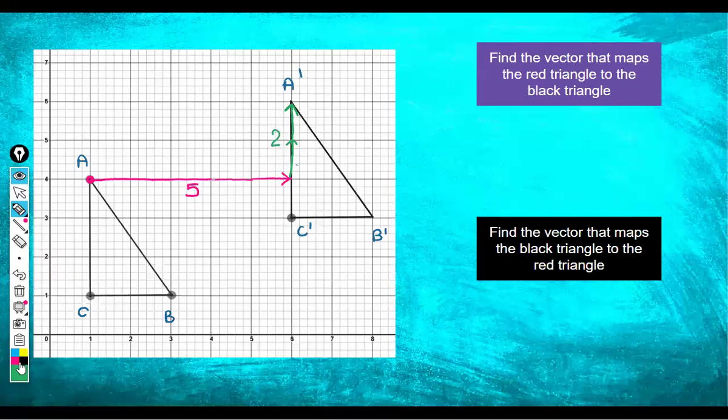2. So my translation, by the way, I have to put the horizontal value on top and the vertical value underneath. Should the horizontal value be positive or negative? In other words, should I put positive 5 here or negative 5? Which one are we going to put there?